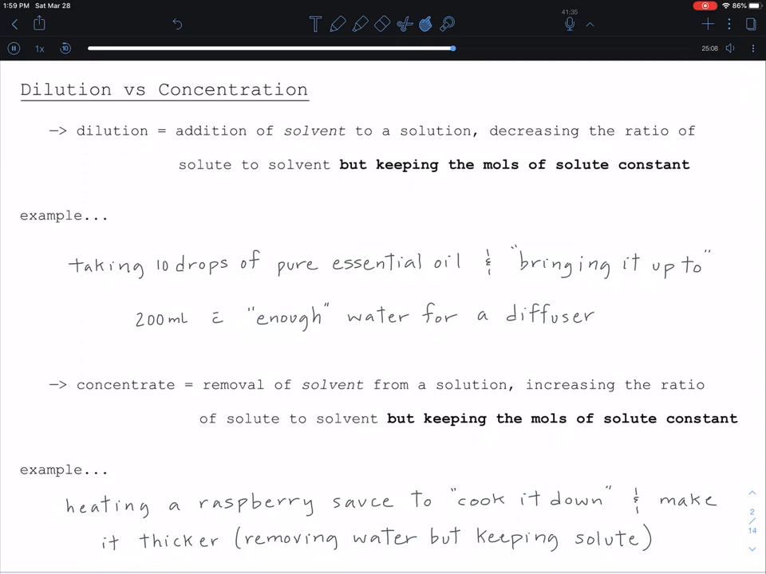If we're going to concentrate something, you're actually removing solvent from the solution, but you're not getting rid of any of the solute. So for example, if I wanted to heat up some raspberry sauce to pour over a key lime pie, which you should totally do sometime, by the way, it's awesome.